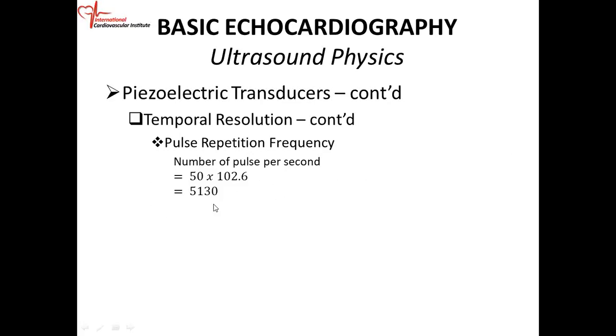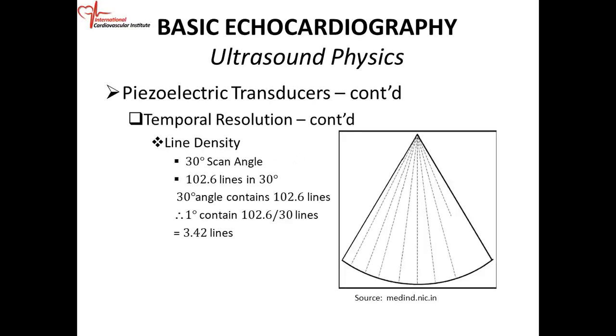Okay, so you can sit down and you can work it out. It is simple math. You just have to have the concept clear. This is the number of scan lines, or the number of pulses per second: the pulse repetition frequency. Remember, the pulse repetition period is 1 over the pulse repetition frequency. Okay, so let's look at a few things now.